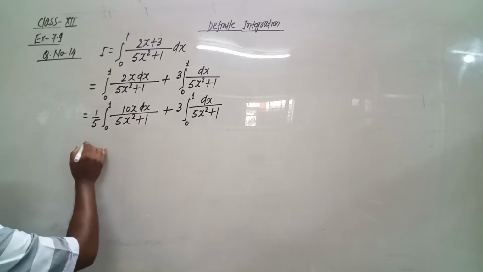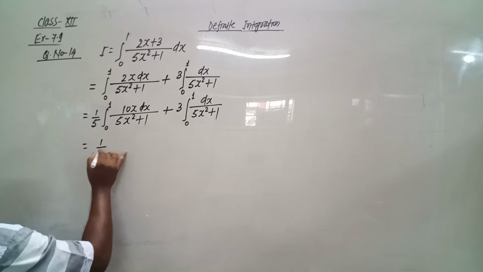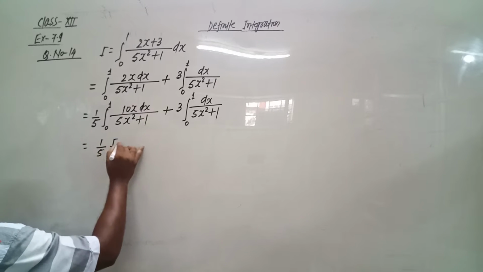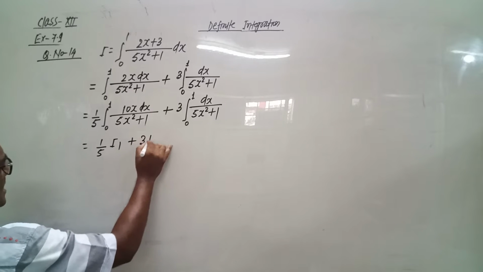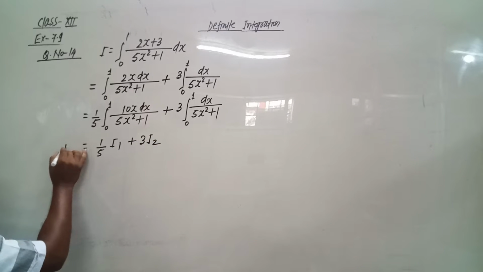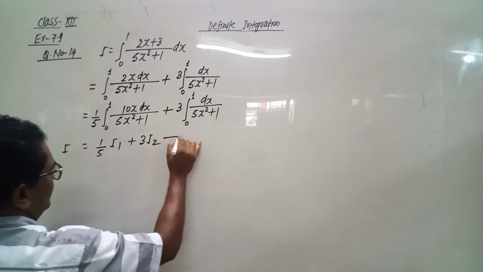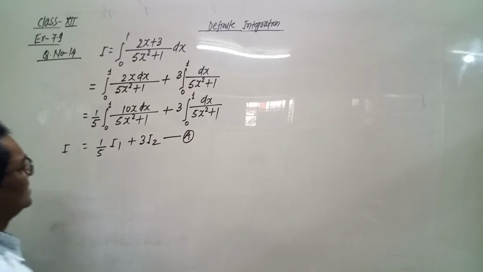Now we let it be 1 by 5 I1 plus 3 I2, and this is I, and name it equation number A. Then separately we will find I1 and I2. Then we put the values of I1 and I2 in equation number A.